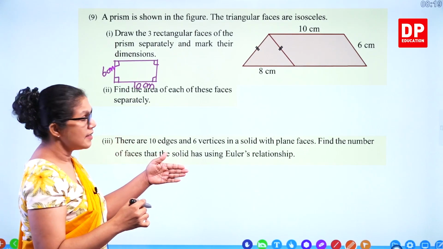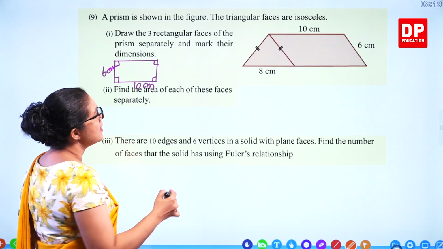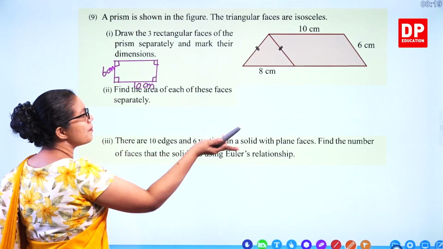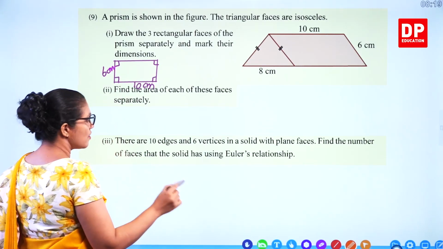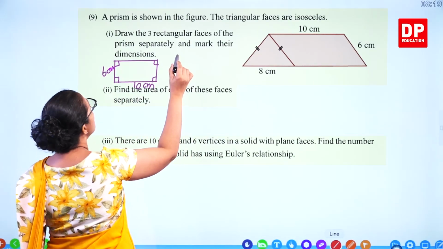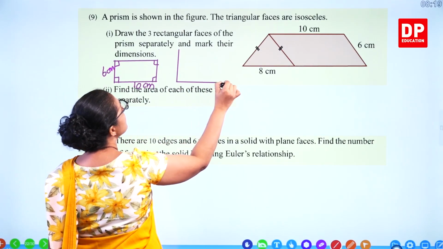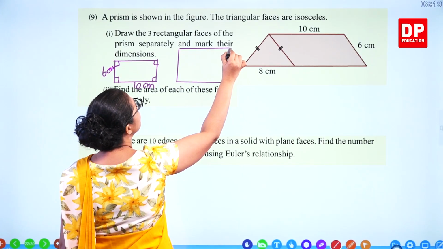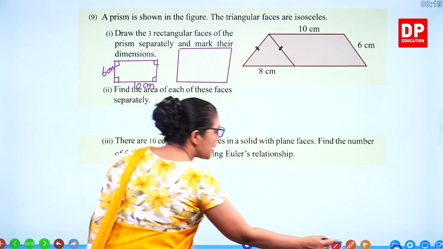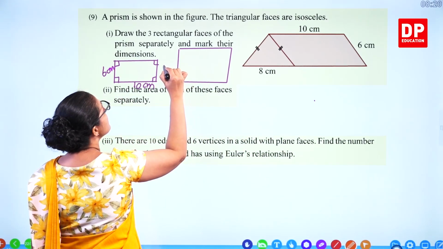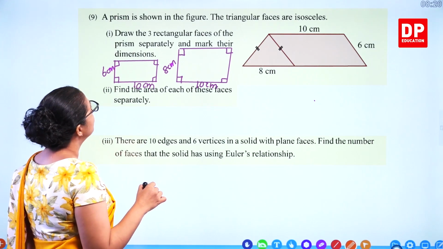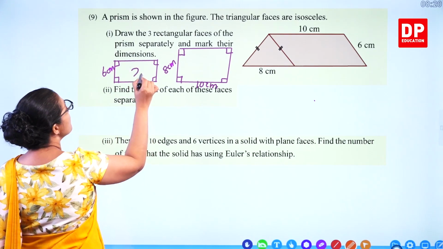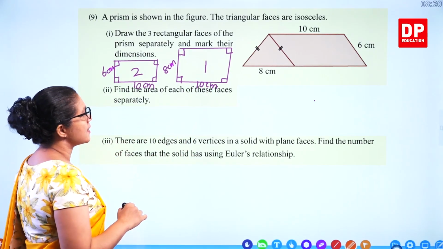What about the other side? The other side also you get 10 and 6. What about the bottom rectangle? So 10 and 8. So you get 10 and 8 as the bottom one. So you get another rectangle, 10 and 8. So here this is 8 centimeters and this is 10 centimeters. So you get 2 from this and 1 from this.